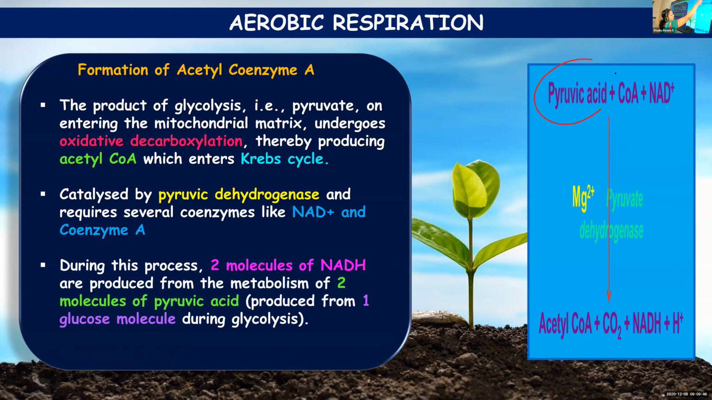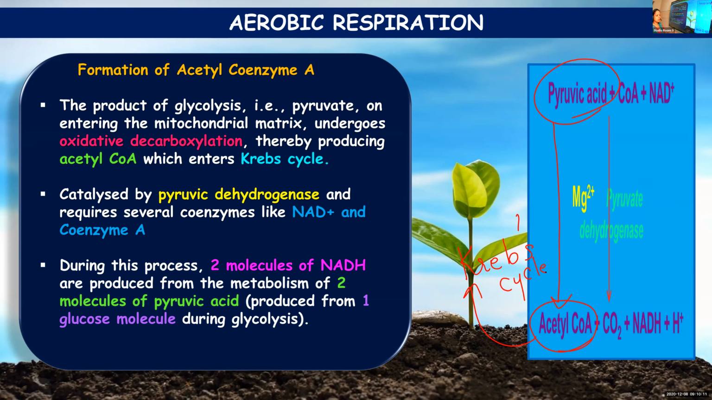Pyruvic acid molecule, which is produced as a result of glycolysis, will reach the mitochondrial matrix and get converted to acetyl coenzyme A. It is this molecule that will enter into the Krebs cycle, the next stage. And how is pyruvic acid getting converted to acetyl coenzyme A?